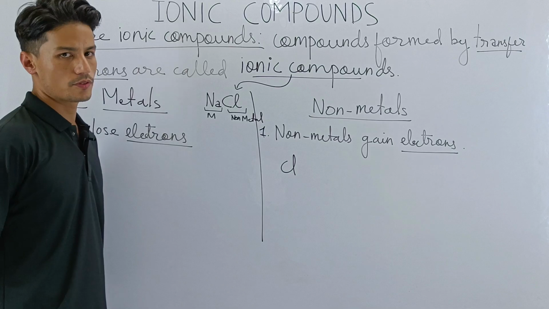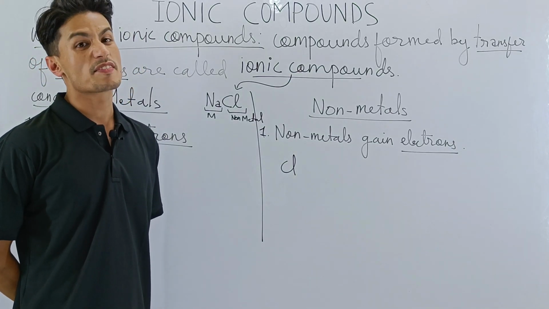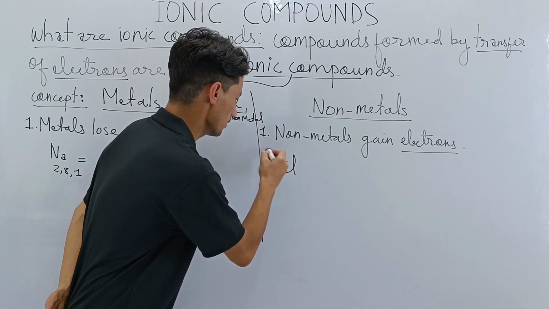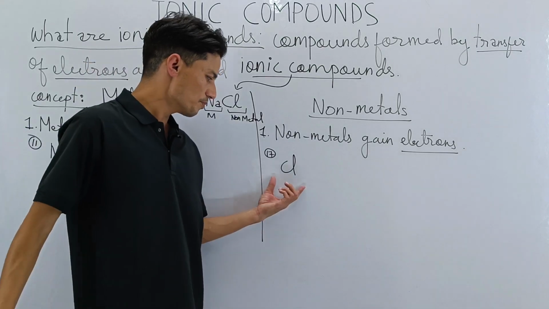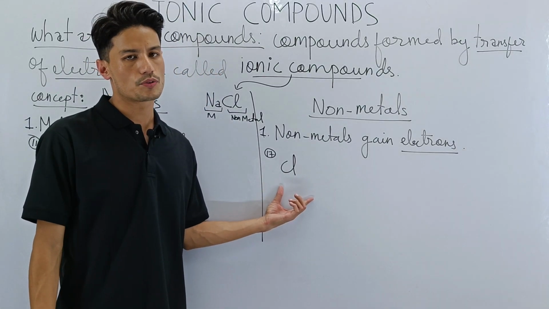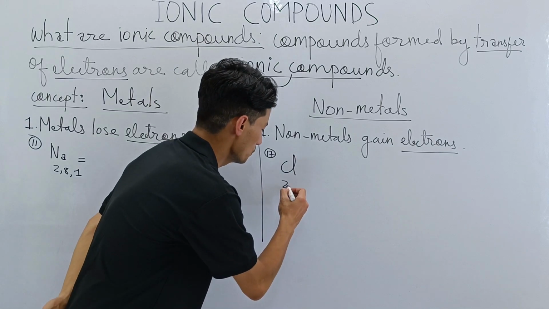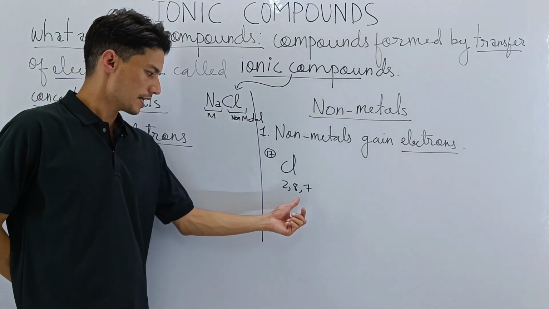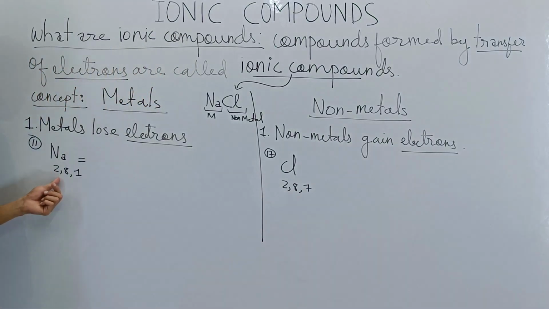Now what about chlorine? The atomic number of chlorine is 17. Let's write 17 here, and let me write 11 also. Give me the electronic configuration of chlorine, which will be 2, 8, 7. Is that 17 or not? 8 plus 2, 10. 10 plus 7, 17. Check here: 8 plus 2, 10, and 10 plus 1, 11.